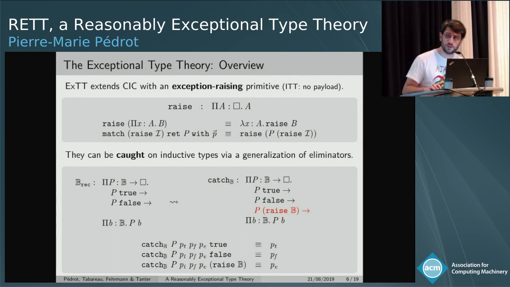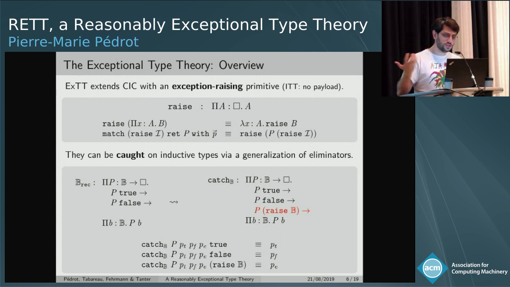So I recall that the dependent elimination principle for Booleans is that thing that says that if you want to show that a property P holds for all Booleans, you only have to prove this for true and false, and then you get the expected reduction rules, like this thing applied to true reduces to the first branch, and same thing to the second branch, and false.